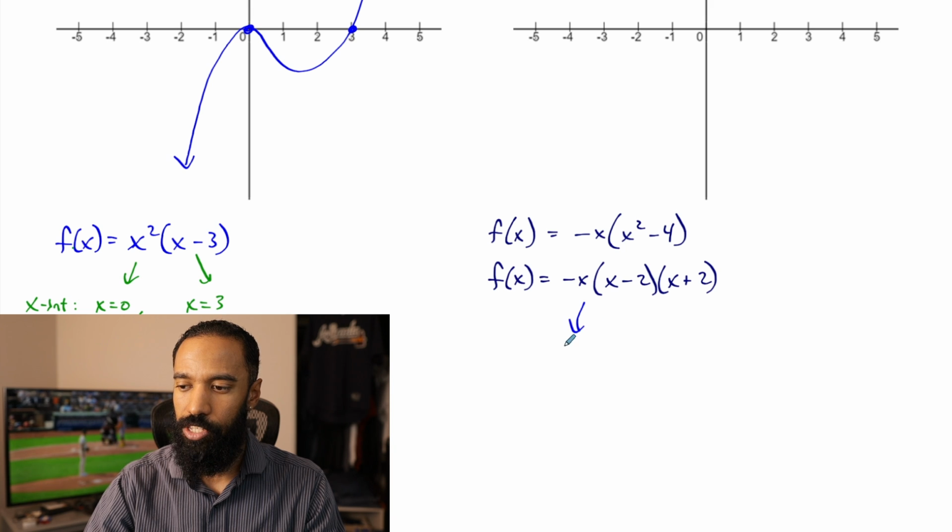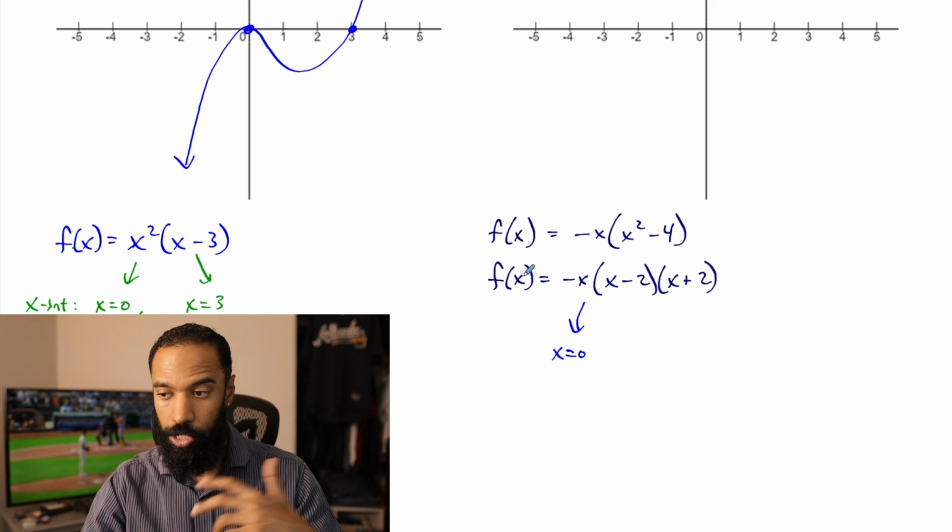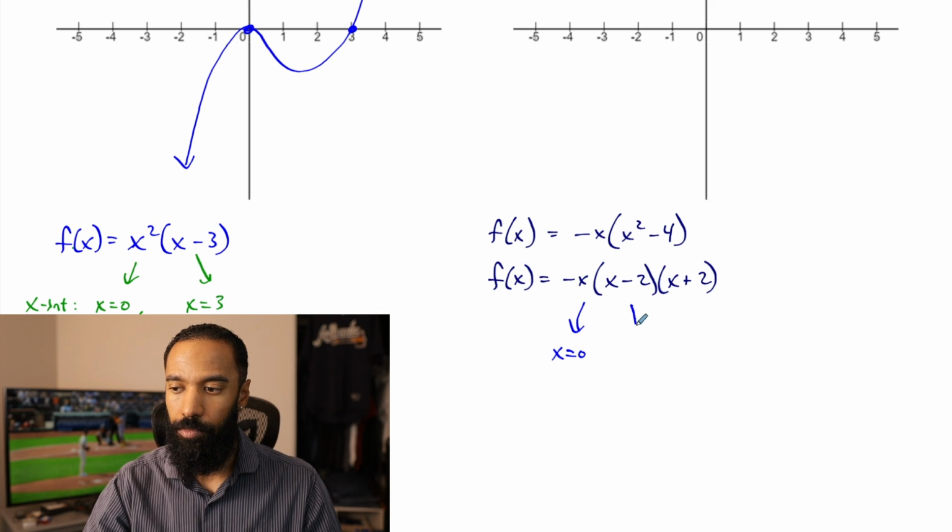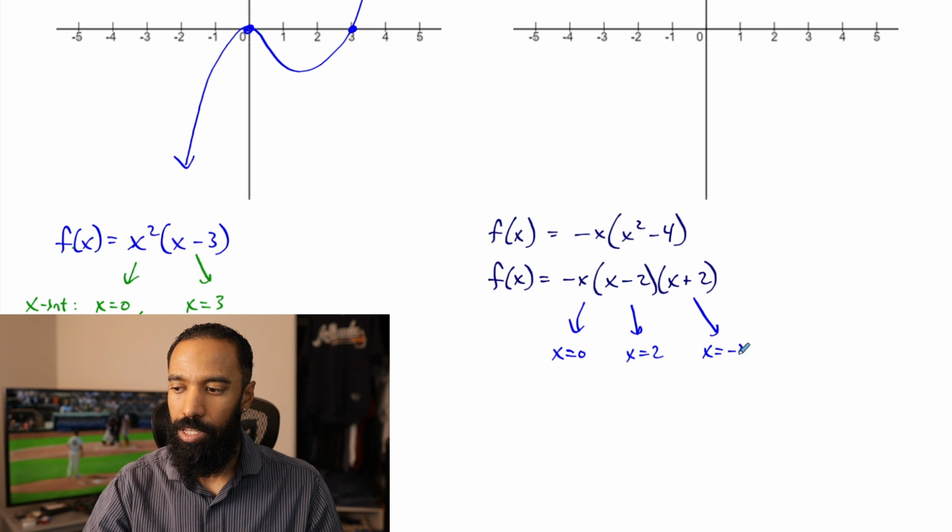The first one is at x equals 0, like last time. What do you substitute for x here to get 0 out for y? 0 is one of them right there. 2 is one of them, and negative 2 is one of them. No multiplicities, nothing like that, but these are our 3 x-intercepts.